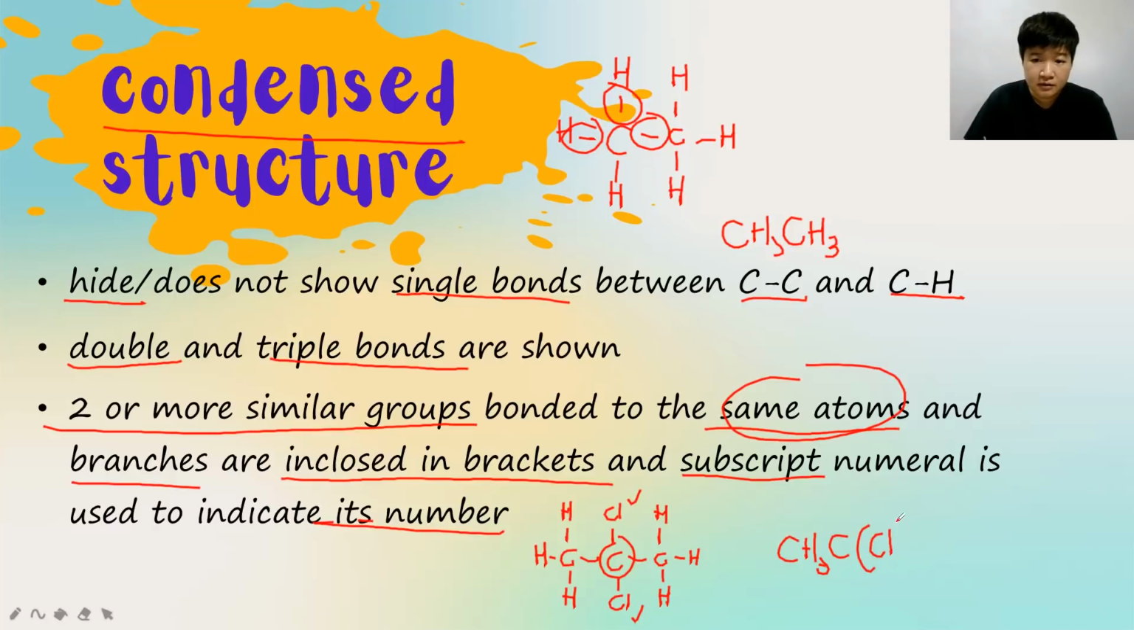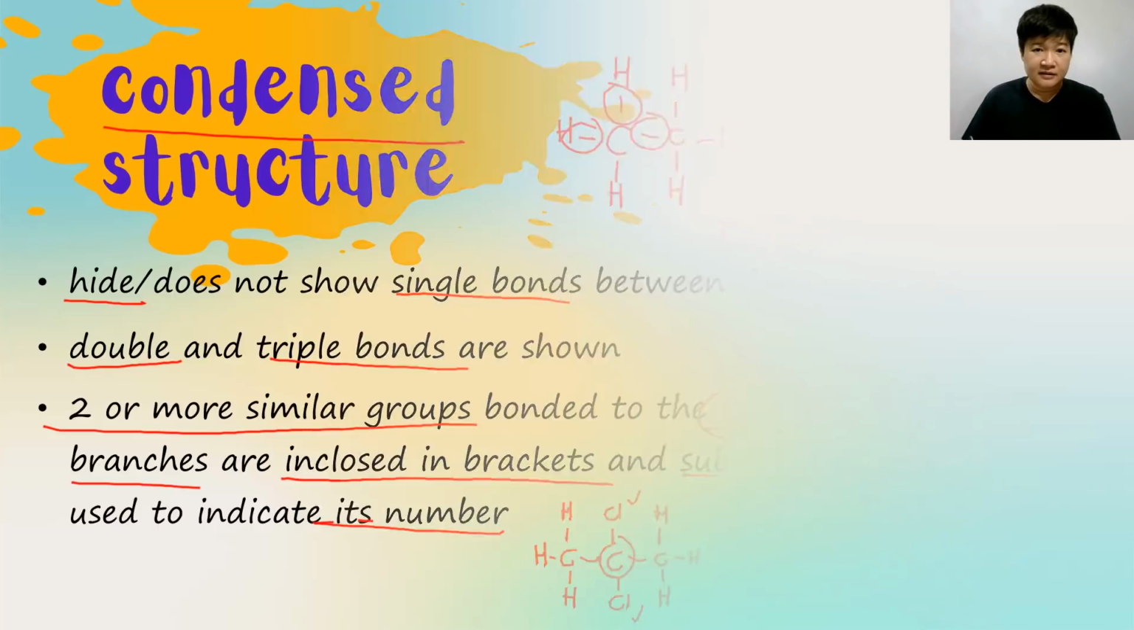Cl, 2. So subscript 2. And then you have a CH3. That is the way that we write the condensed. Can you see it? CH3, carbon, bracket, Cl, bracket 2, CH3. That is the atom or branches that are located in the same atom. And that is the condensed.